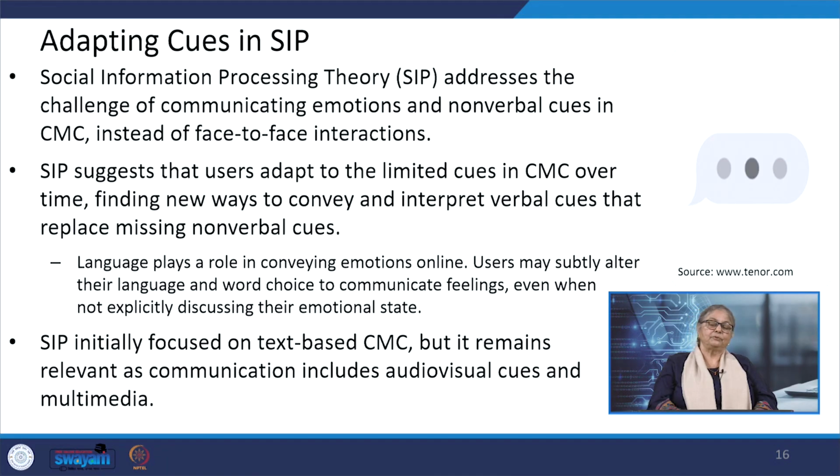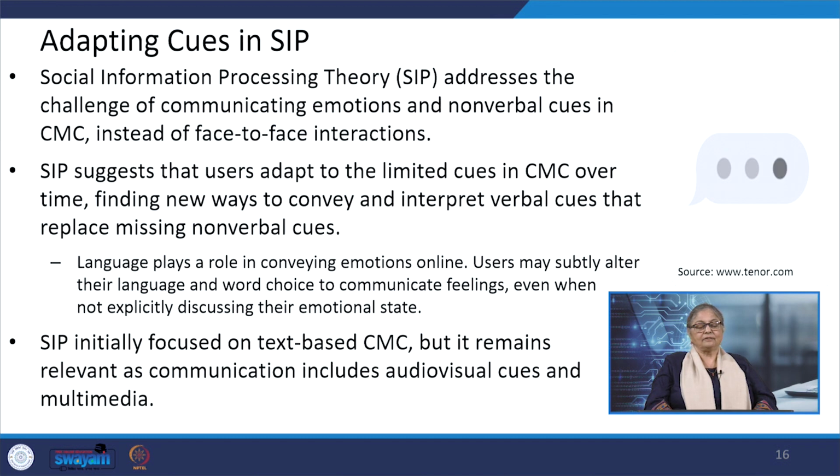Social information processing theory addresses the challenges of communicating emotions and nonverbal cues in computer mediated communication and compares it to face to face interactions. SIP suggests that users adapt to the limited cues in CMC over time, finding new ways to convey and interpret verbal cues that replace missing nonverbal cues.